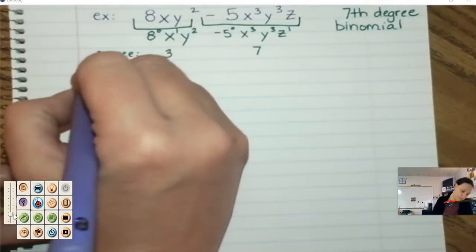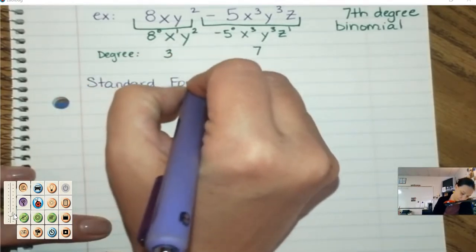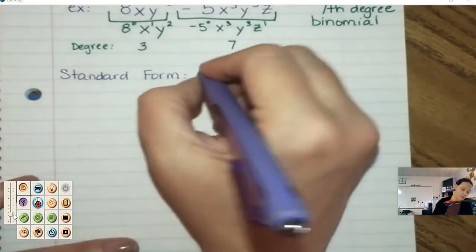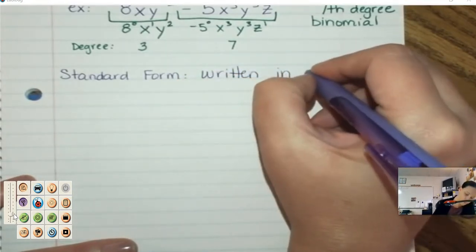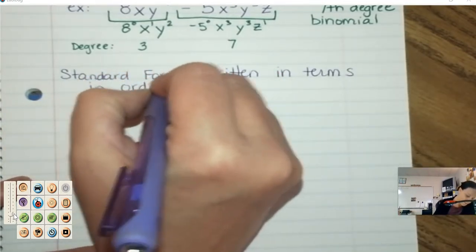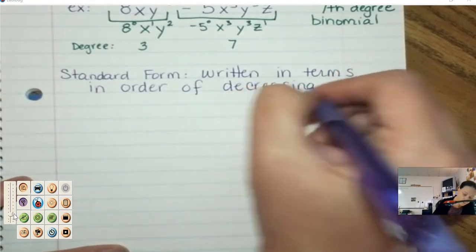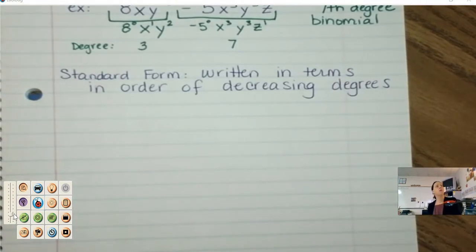Next one is standard form. When we write a polynomial in standard form, it is written in order of decreasing degrees. And I'll go over what that means when we get to that problem because it's a little confusing to explain right now.